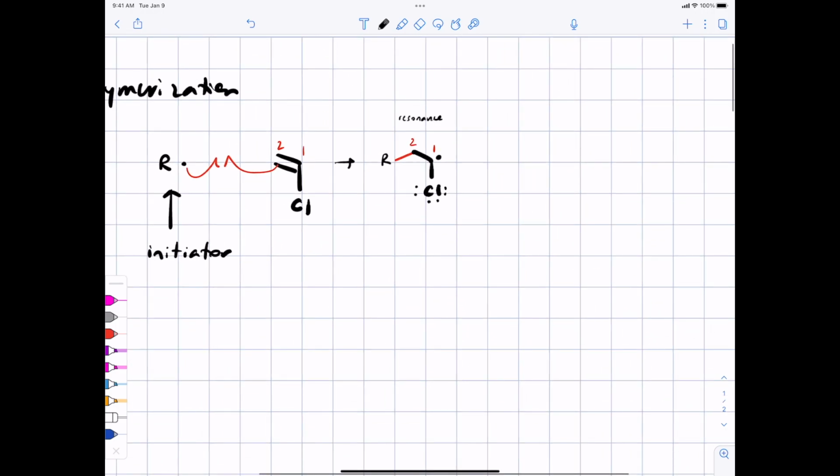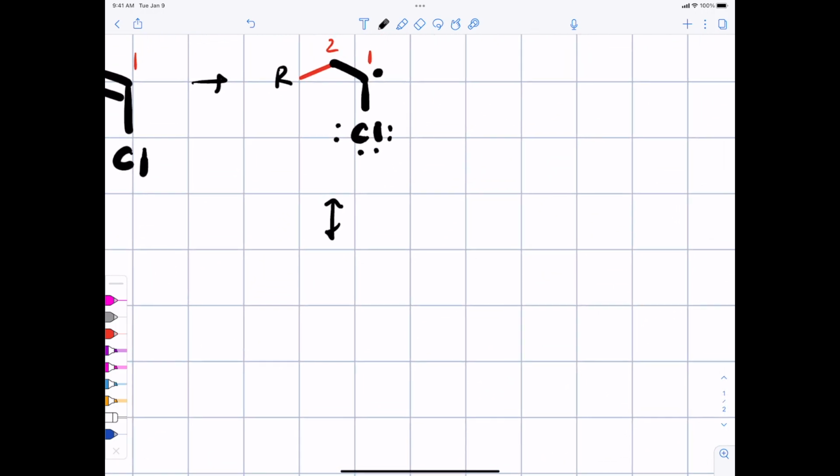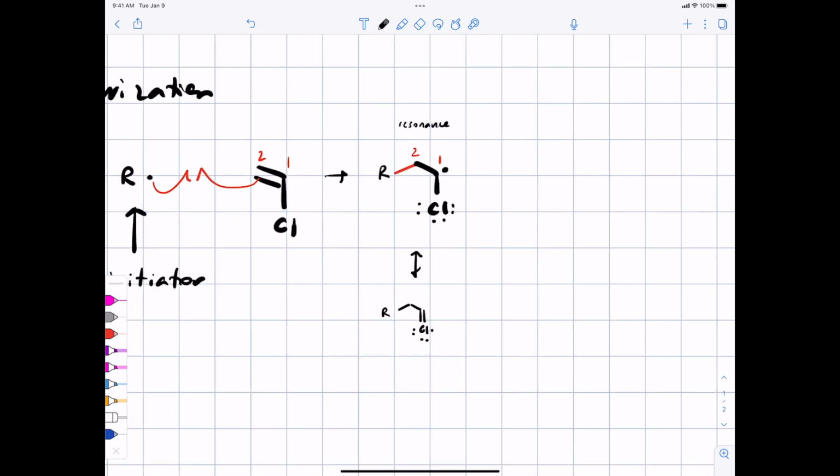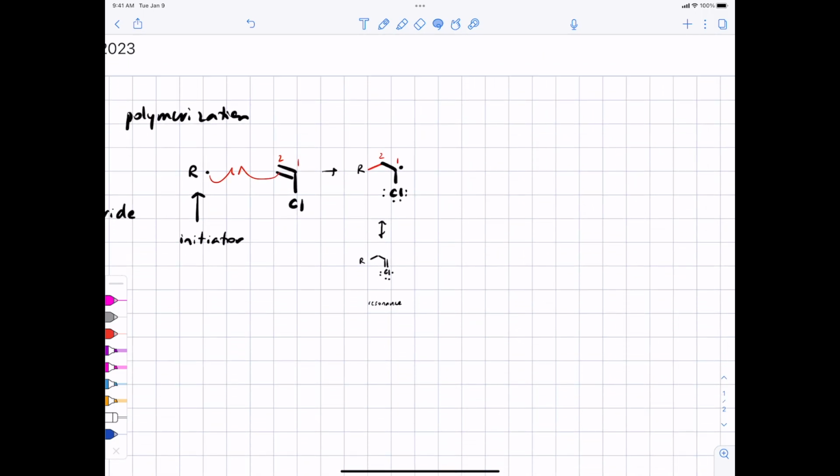Right. So if we put the radical on the carbon that's adjacent to the chlorine, we've got resonance stabilization of the radical. See, now it's on the chlorine instead of on the carbon. So that controls the regioselectivity of the radical addition to an alkene process. If this were in chapter 10, we would call that Markovnikov selectivity.